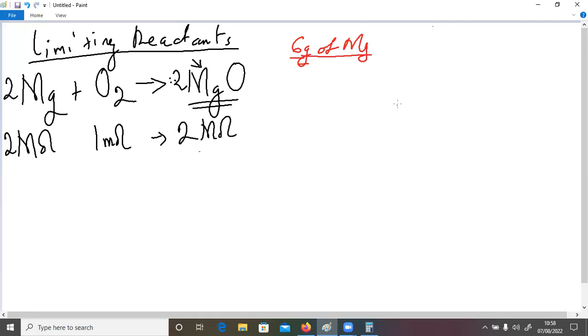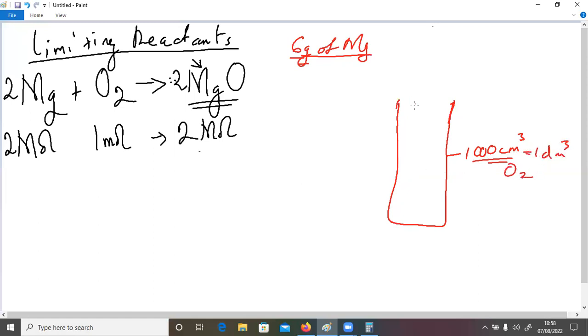Then I have a gas jar, which is 1,000 centimeter cubed, which is like 1 dm cubed, full of oxygen gas. All right, it's there. It's closed to begin with. So we have our O2 inside here. Then we take our magnesium.